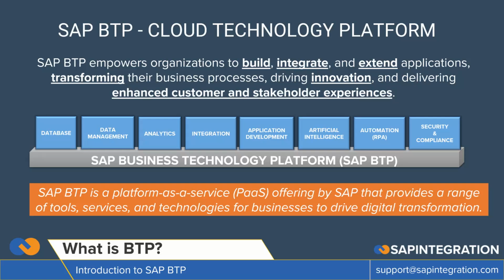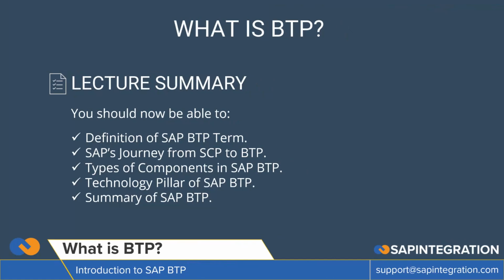So let's summarize the lecture. This lecture was about what is SAP BTP. I want you to remember the definition of SAP BTP and technology pillars. After this, try to explain SAP BTP to your colleagues in simple words. See if they can understand it, or explain to someone near you, and try to put this complex definition in your own words. I think that is the only way to easily understand what is SAP BTP. So remember this definition before we end the topic. SAP BTP is a platform as a service offering by SAP, which has these tools, services and technologies for business to drive digital transformation. So by now you should be able to understand how to define the term SAP BTP.